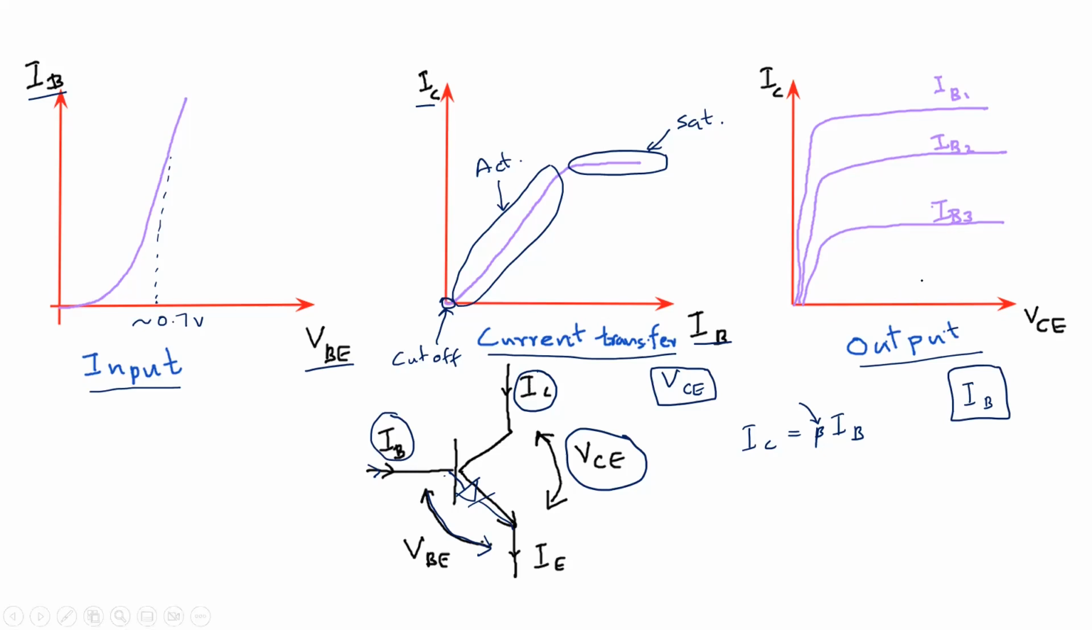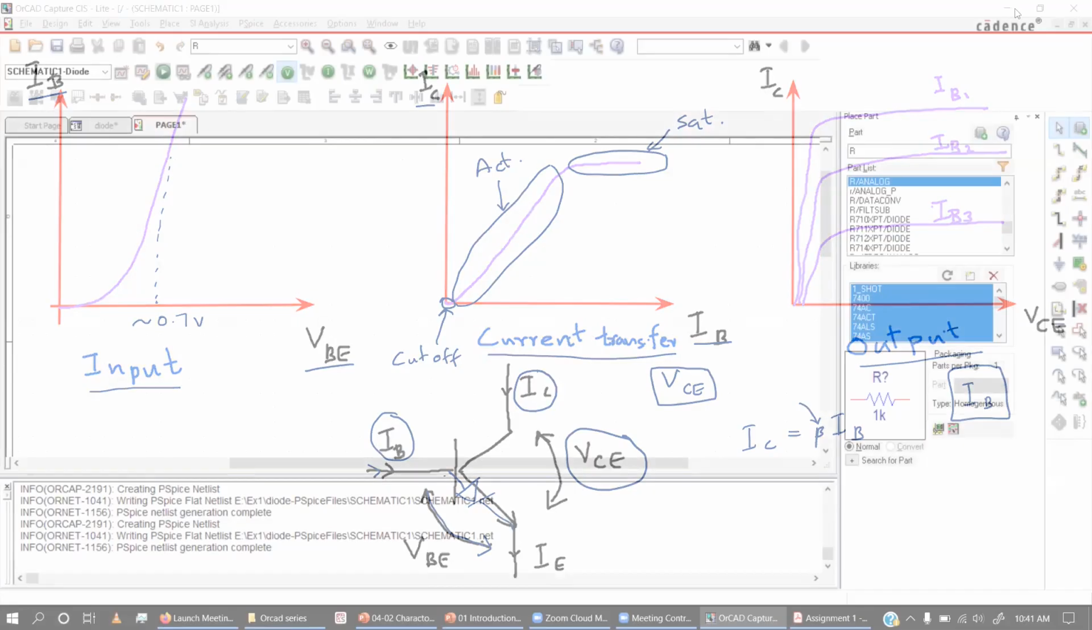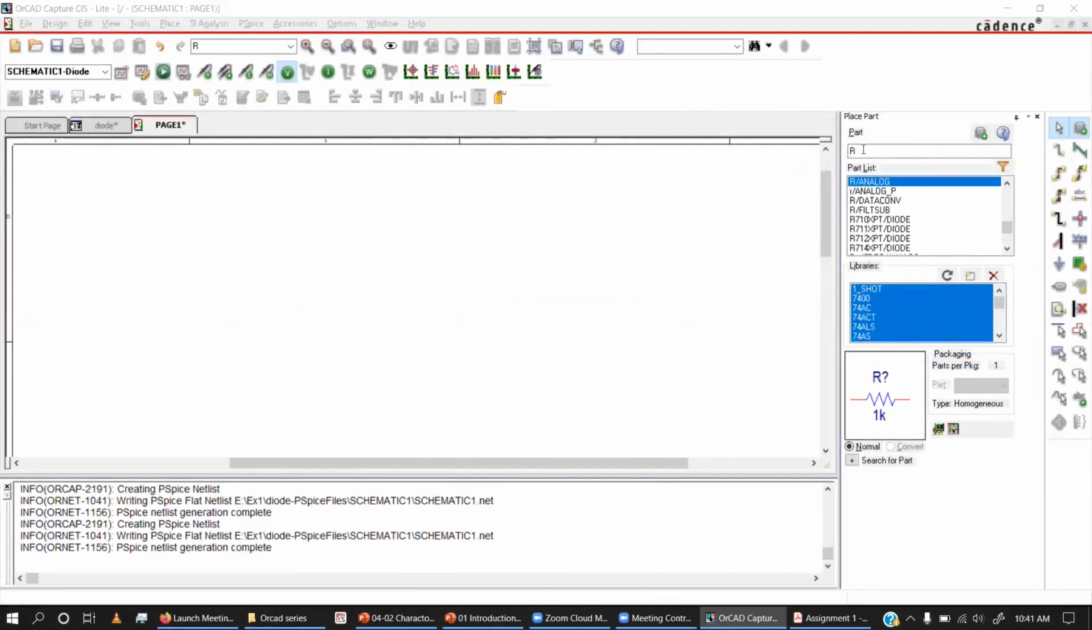Let's move to OrCAD and see how we can do this simulation and how to obtain these curves by doing a simulation. Here I have already started the PSpice project in OrCAD. So this is my Capture CIS window, and I'm going to put a few components here.